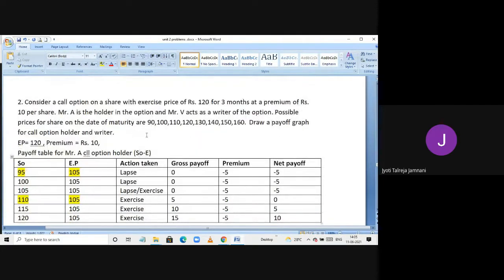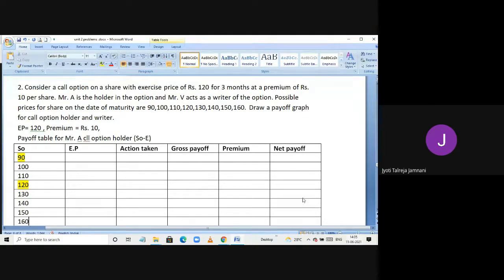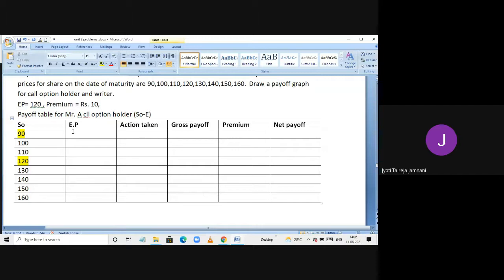So now let's see the prices. They've given the prices as 90 to 160. So let's take 90, 100, 110, 120, 130, 140, 150 and 160. Then the exercise price they've given as 120, so it will be the same for all.